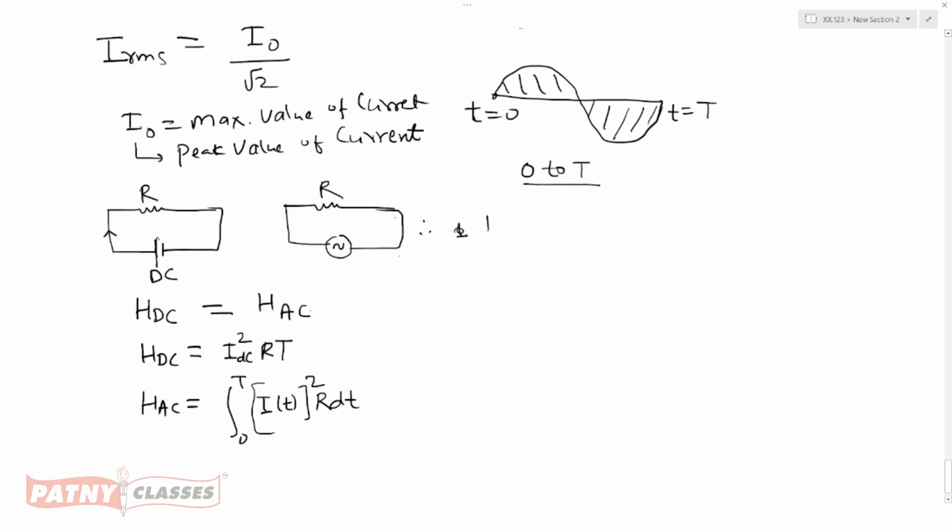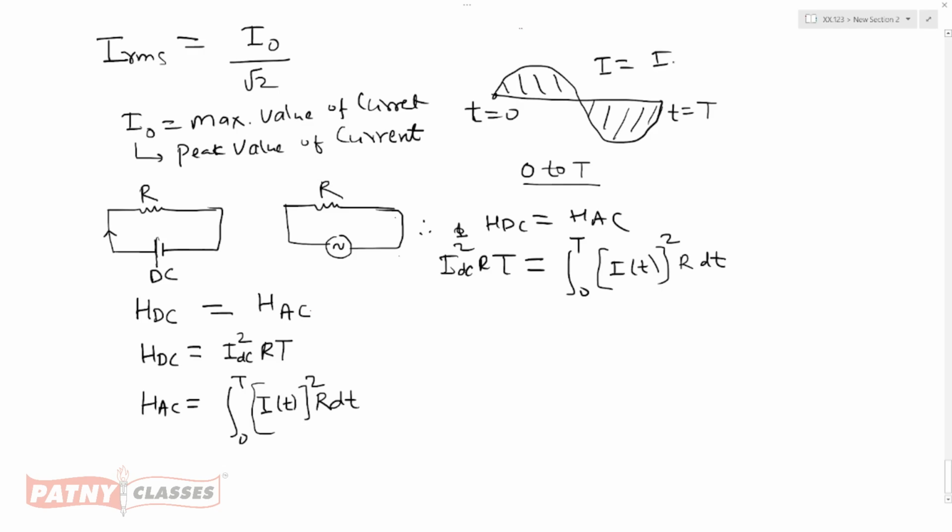Since we have HDC equals HAC, therefore I dc square RT equals the integral from 0 to T of I of t square R dt, where I of t is the instantaneous value of current. We know that the instantaneous value of current is given by I equals I naught sin omega t. This is the formula for instantaneous value of current in an AC supply.